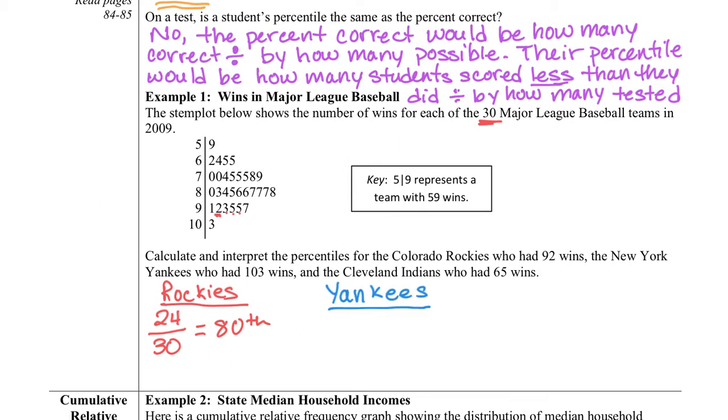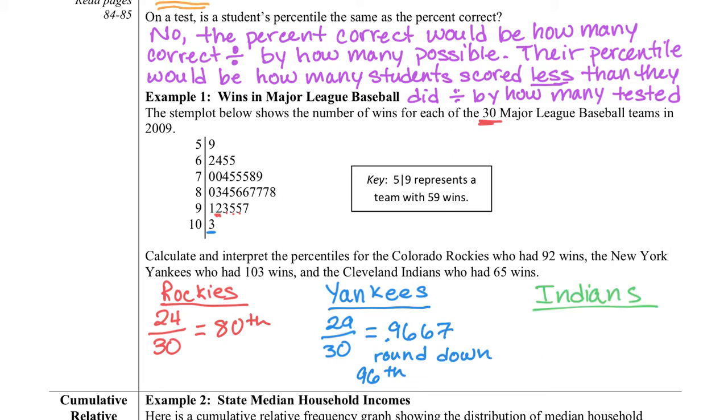All right, Yankees. So you would think that it would be 100% of the teams, that the Yankees would be at the 100th percentile. But remember, this is actually the number of teams that scored less than them. And that means there were 29 teams that scored less than them, and we're going to divide by 30. That gives you 0.96667 if we rounded. You always want to round down because we're looking for less than. So that means the Yankees were in the 96th percentile.